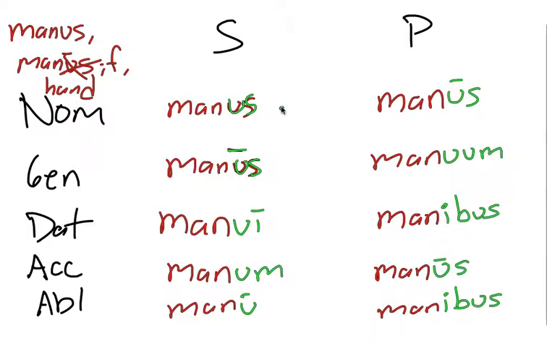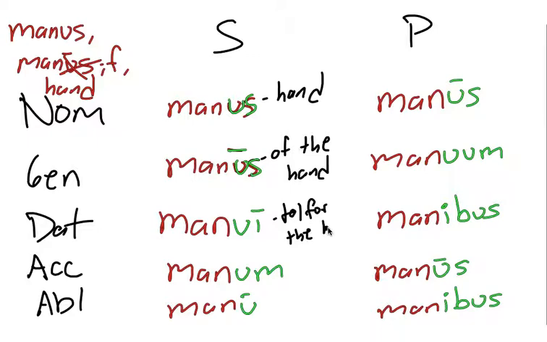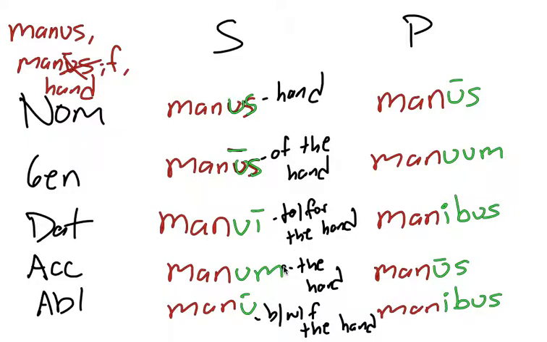And the translations, of course, these are all the same. So manus is hand, manus is of the hand, or the hands, manui is to or for the hand, manum, the hand, and manu, by, with, or from the hand. Usually if you see manu, it's probably an ablative of means: you do something with your hand. Okay, and the plural translations are all the same, we just change the English word to plural. Okay, so that works for fourth declension masculine and feminine.